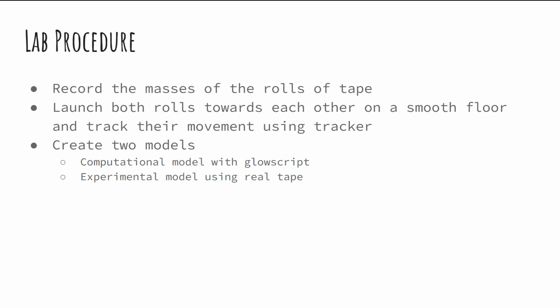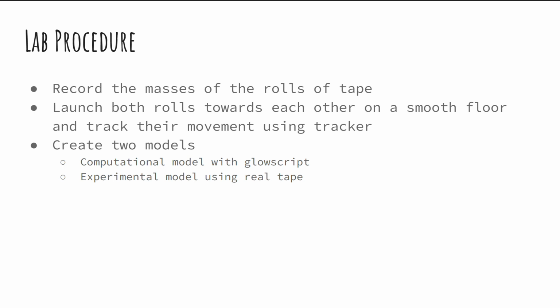As far as the lab goes, we had a quick procedure. First, we recorded the masses of both rolls of tape, because we want to multiply them by velocity to find momentum. Then we launched both rolls towards each other on a smooth floor and tracked their movements using the tracker system. This was done by recording the rolls of tape, to see how they collide with each other and act after the fact.